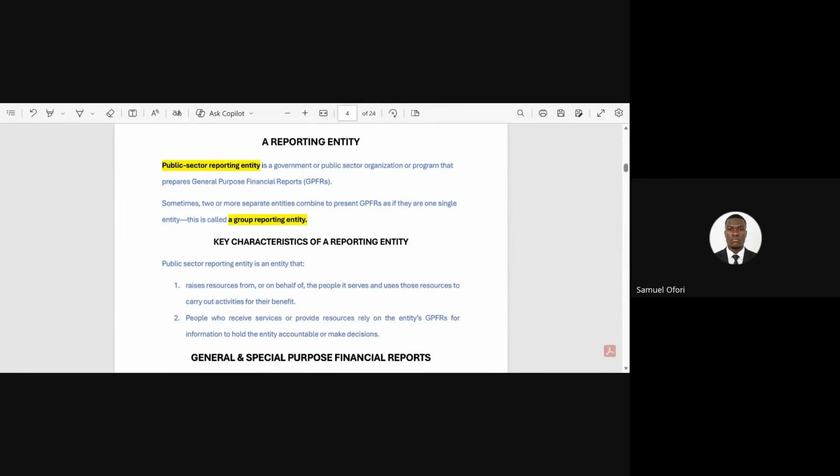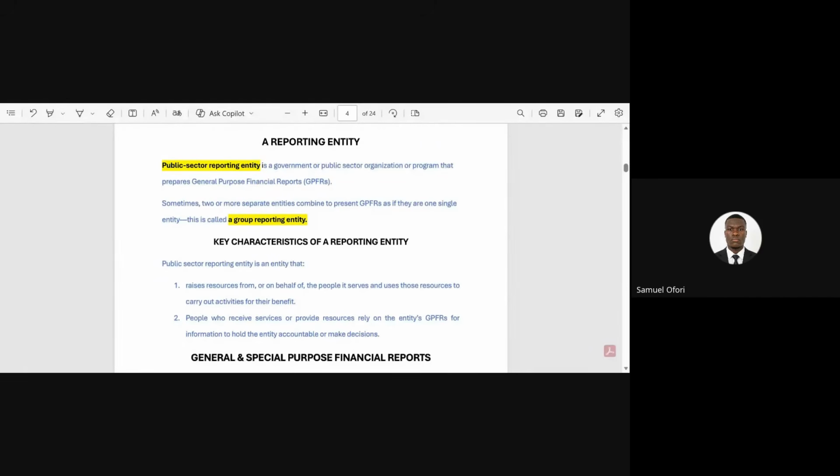So a reporting entity, the key characteristic is that it raises resources from or on behalf of the people itself. So let's take Ghana. If you look at the government, we can say the government is a public sector reporting entity. Why? Because it raises resources from the citizens, or on behalf of us, and uses those resources to carry out activities for our benefit. All right, so in this scenario, you can take the government and a citizen. The government is a public sector reporting entity.